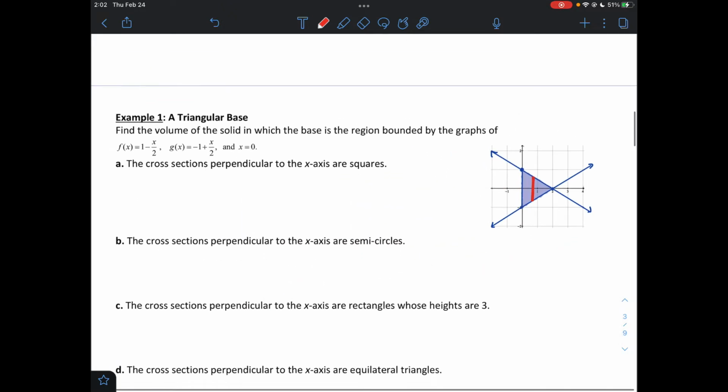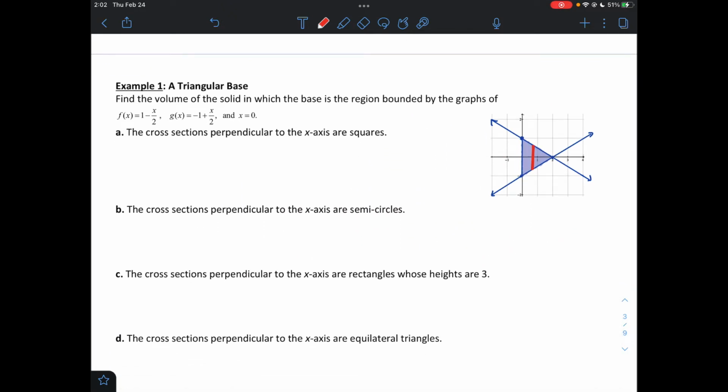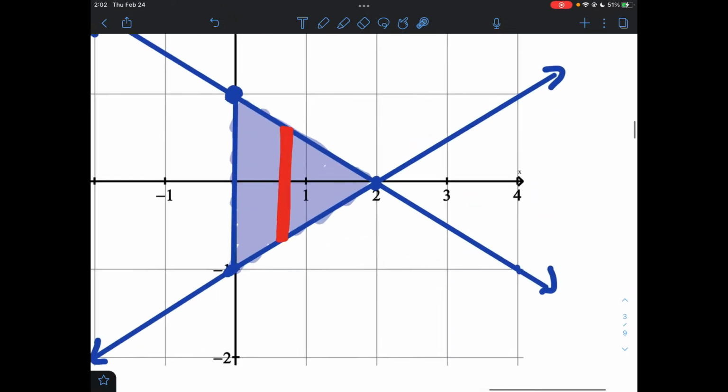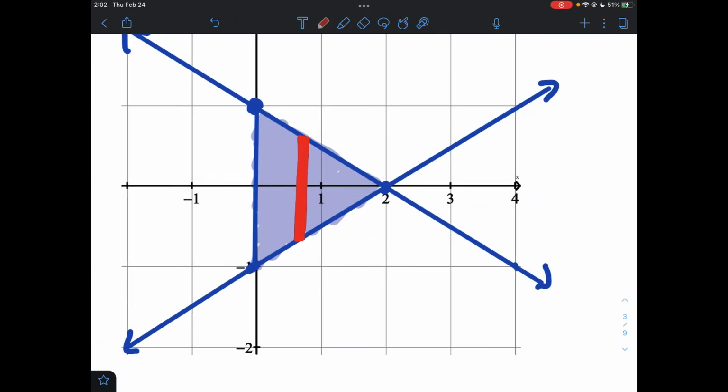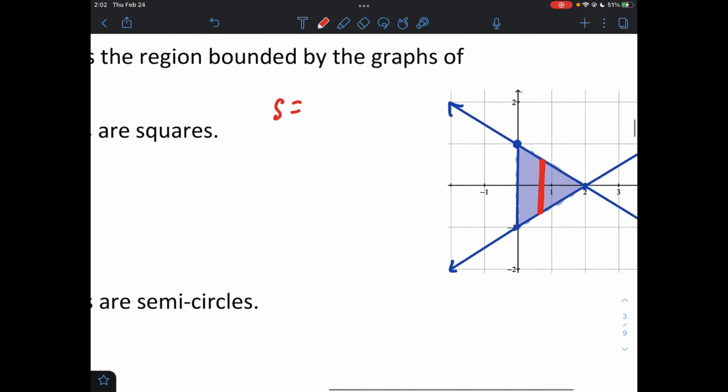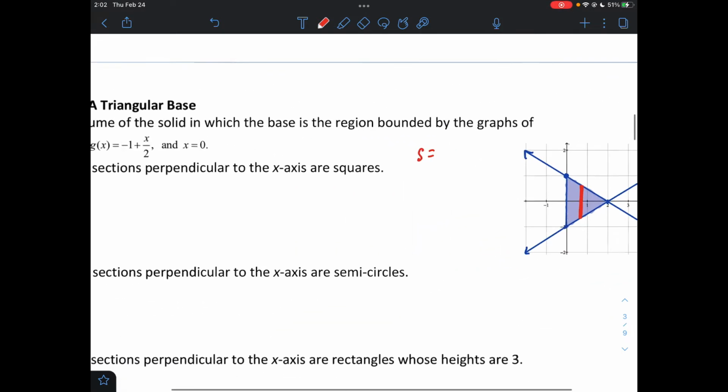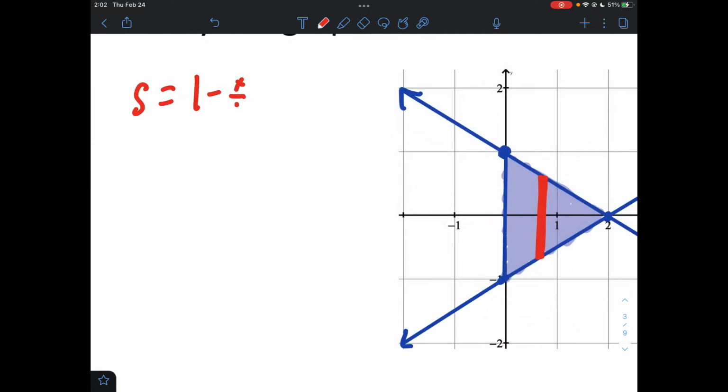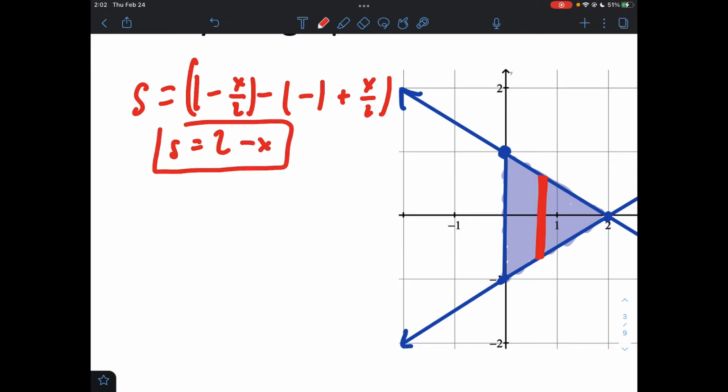So to find the area of the square, we're going to be using the area equals side squared formula. So what is the length of one side? Well, the length of one side is going to be this function minus this function. So s is going to be the top function, which is 1 minus x over 2, minus the bottom function, which is negative 1 plus x over 2. So that's 1 minus negative 1, which is 2, and then negative x over 2 minus x over 2, which is minus x. So one side is going to be 2 minus x.